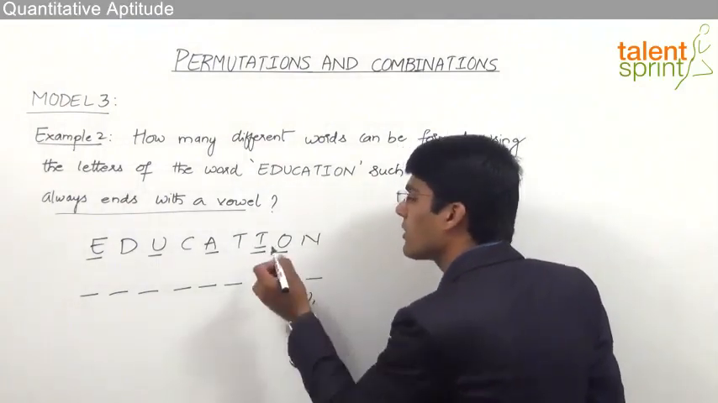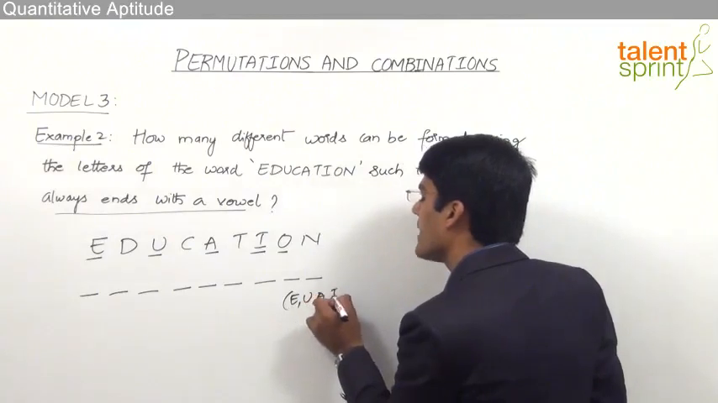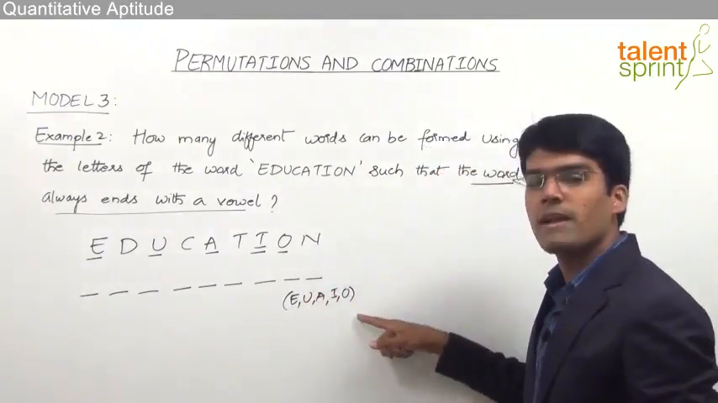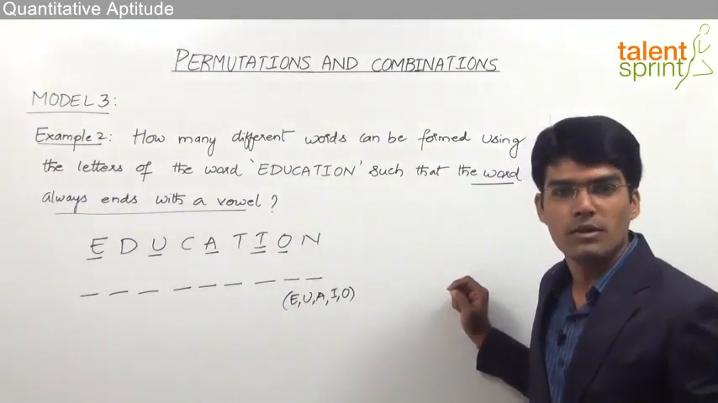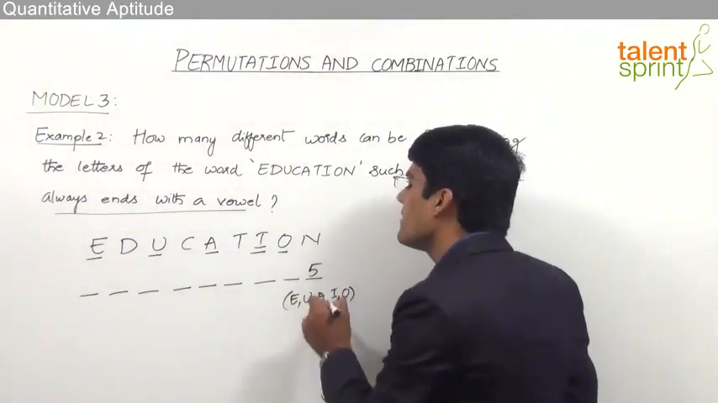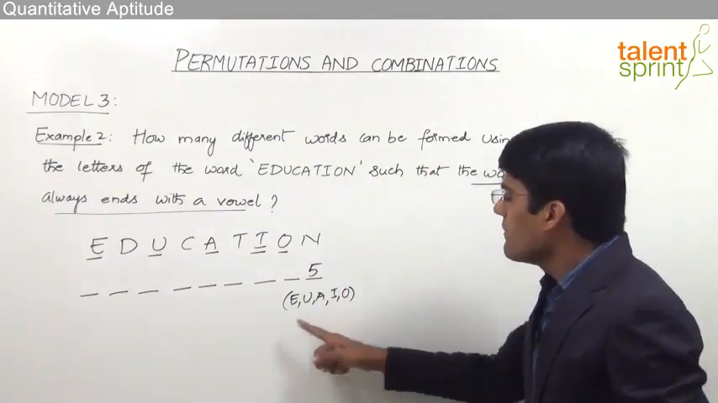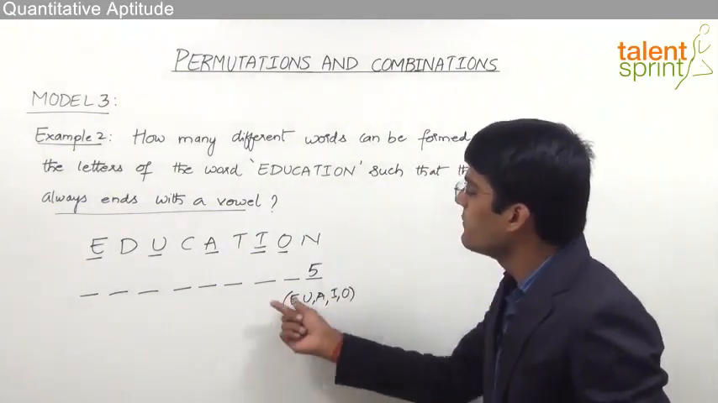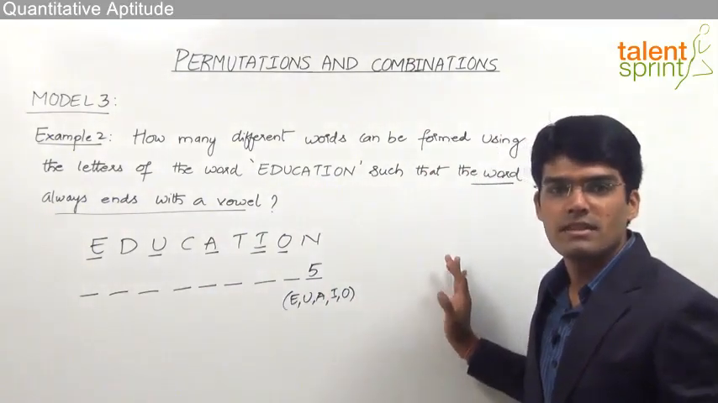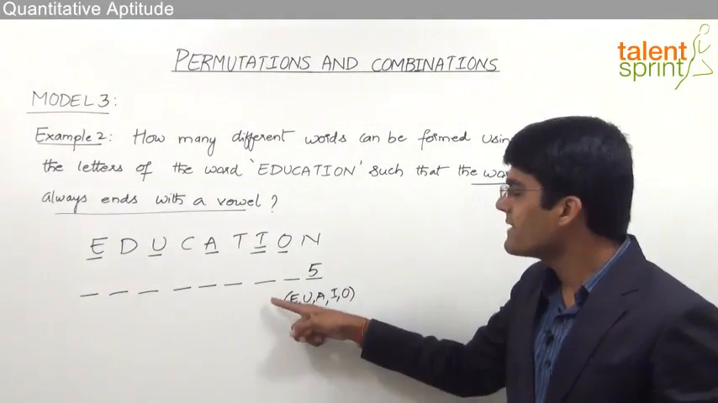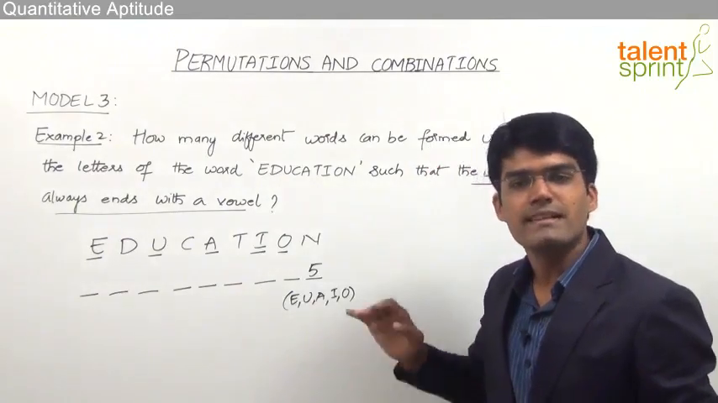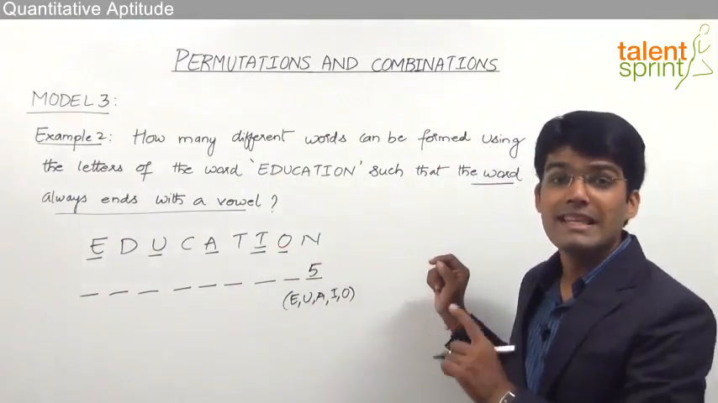It can be E or U or A or I or O. Any of these 5 letters can come here. Why? Because all these are the vowels which are available in the given word. So the last position can be filled in 5 ways. Any one of these vowels will come here, and the remaining 4 vowels will go for the remaining positions. Now the remaining 4 vowels and 4 consonants, altogether 8 letters, are for the remaining 8 positions. 8 letters can be filled in 8 positions in 8 factorial ways.